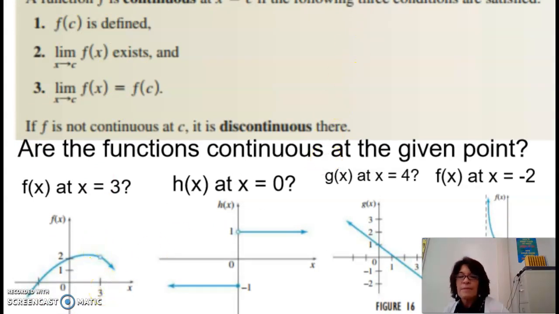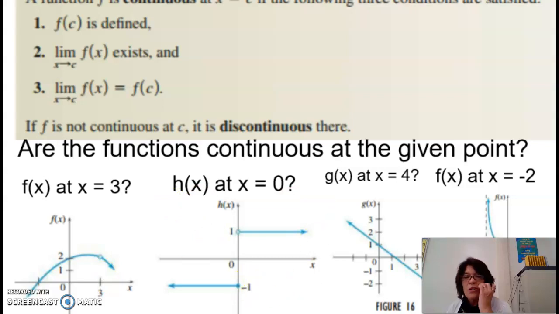Anyway, the limit exists. It looks like the limit as I approach 3 is 2. As I approach 3 from the left and from the right, I get real close to 2, but I never actually hit it. Or maybe 2.1, I don't know, but the limit does exist. Number 2 is fine. It's just number 1. I don't have an f of 3. What's the y-coordinate that goes with 3? I don't know. There's an open hole there. The function doesn't exist. And of course, if either 1 or 2 doesn't work, that means 3 doesn't work. But we would say that right away this failed at number 1.